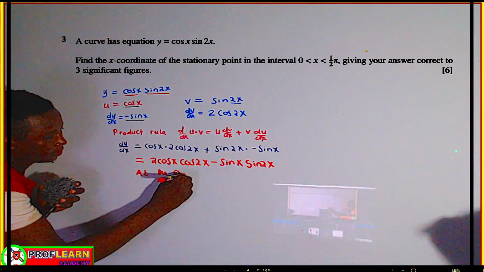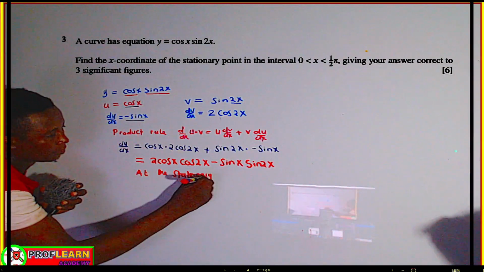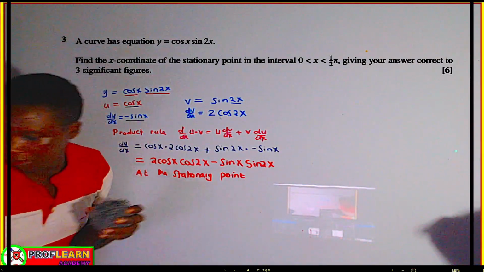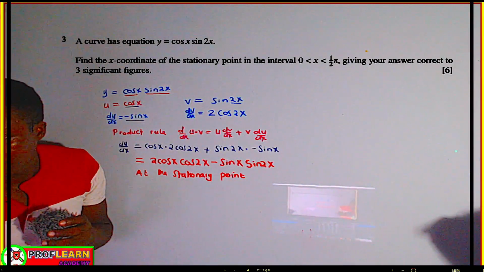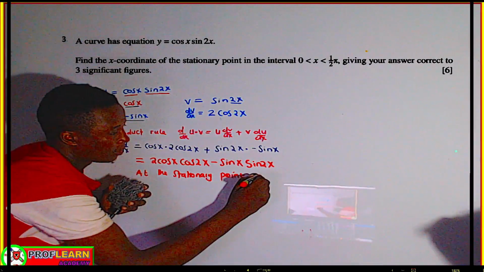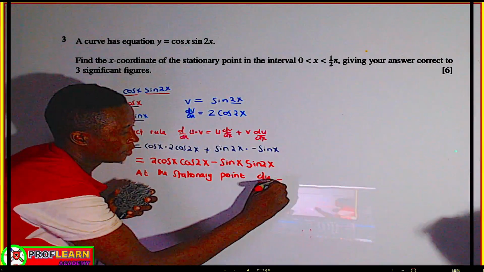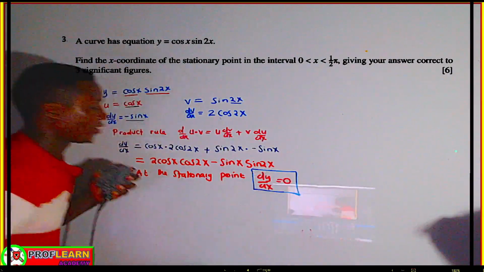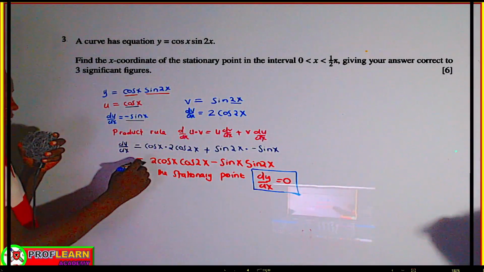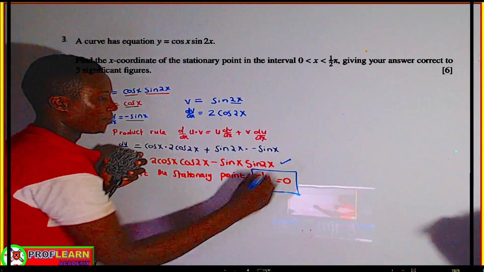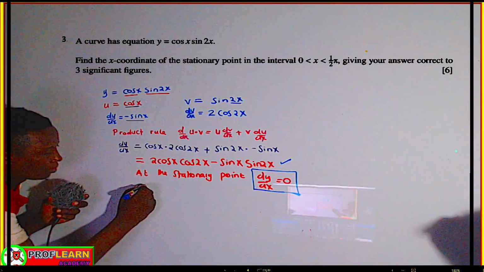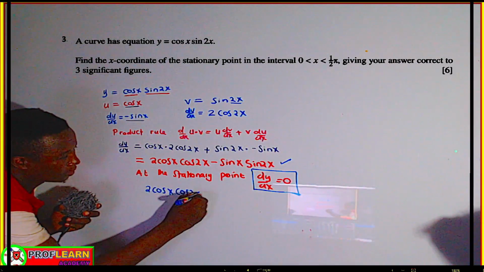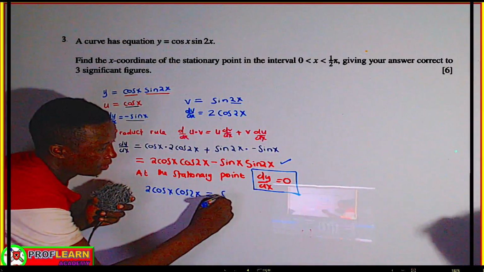At the stationary point, dy/dx is equal to 0. So we are doing that so that we can take whatever we have gotten here as our dy/dx and equate that part to 0, and we shall see that cos x cos 2x is going to be equivalent to sin x sin 2x.